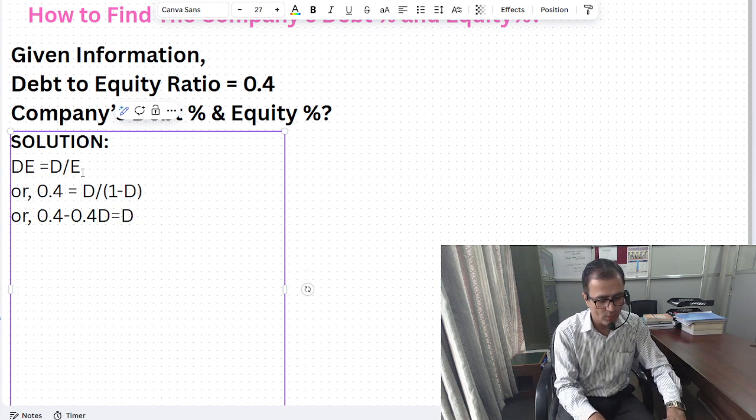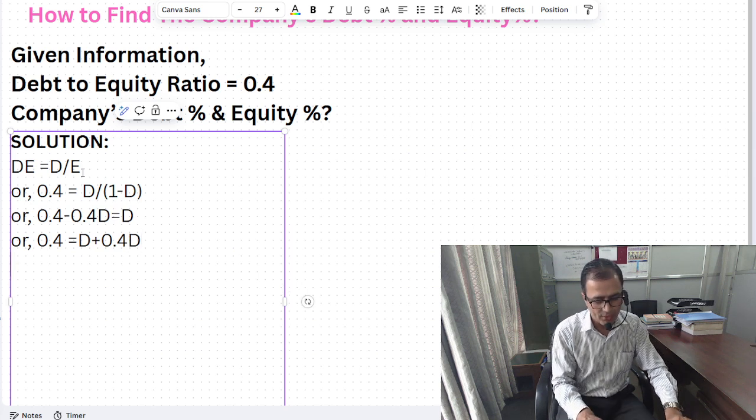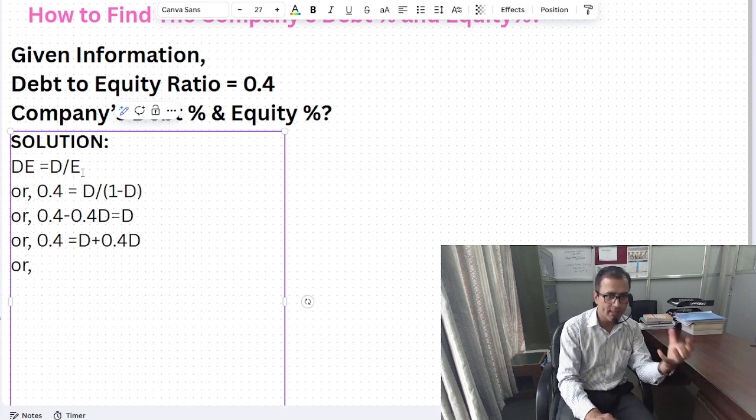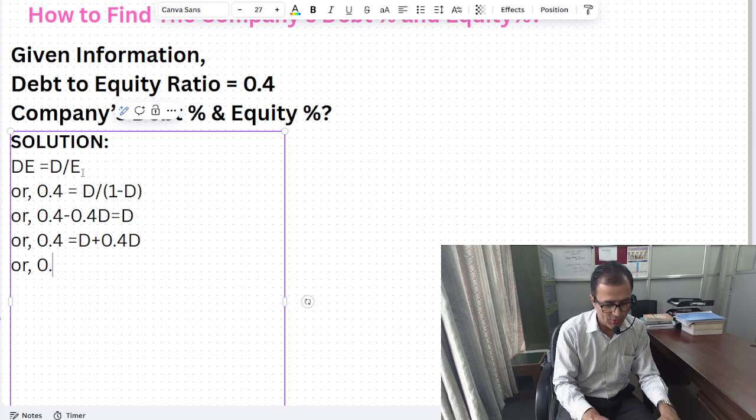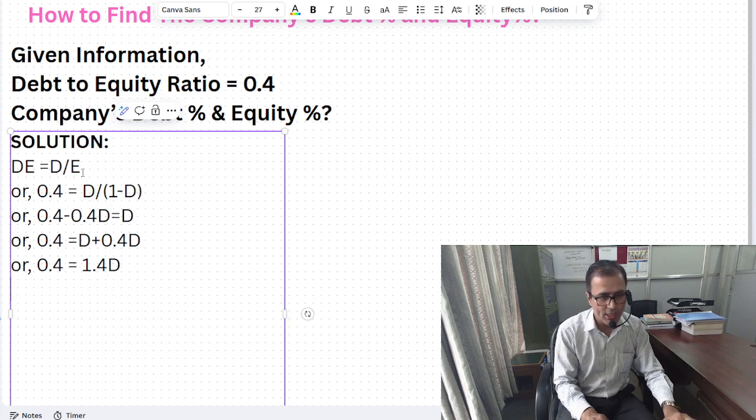So again, once you simplify it, friends, we can write 0.4 equals D plus 0.4 D. So again, when you solve this question, friends, this is 0.4 equals 1.4 D. Okay, that is why we can say, so the debt would be how much. So overall D would be, D refers to debt here, so debt would be simply 0.4 divided by 1.4.